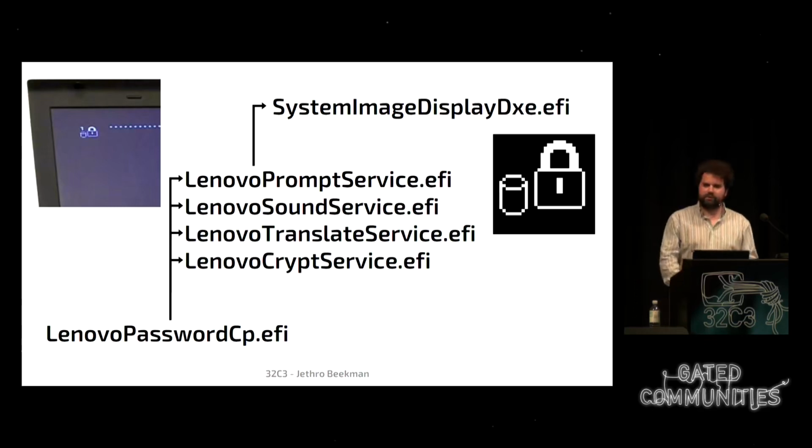The Translate Service module, which I've reverse engineered and figured out, is used to translate ASCII characters back into keyboard scan codes. Keyboard scan codes are codes that are assigned to each different key on your keyboard. It's the way that your hardware keyboard communicates with your computer. And then there is the Lenovo Crypt Service module, which turns out to be the standard SHA-256 hash function.